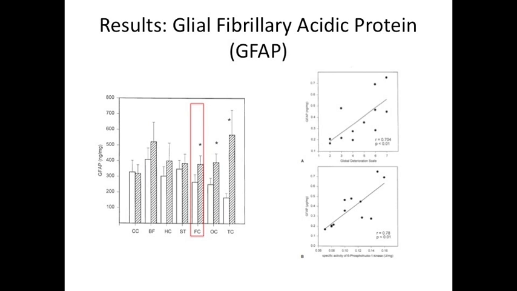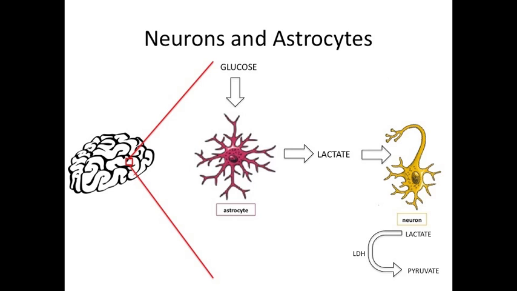The frontal cortex had an increased level of GFAP, indicating an increased number of astrocytes. Furthermore, the increasing GFAP correlated to the increasing severity of Alzheimer's disease and the increasing PFK, suggesting that astrocytes may contribute directly to Alzheimer's disease.